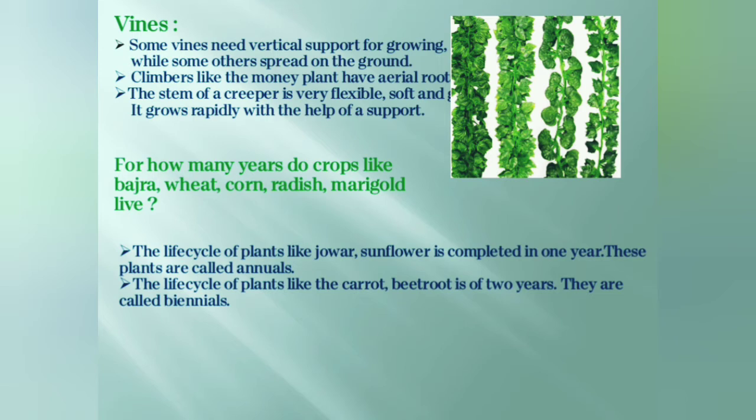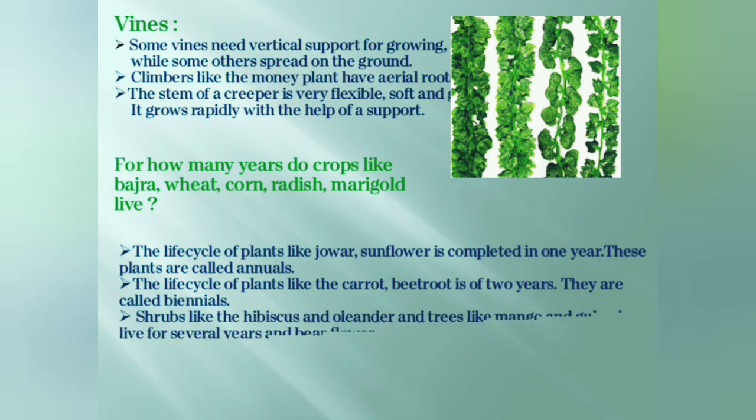Now next one, shrubs like hibiscus and oleander and trees like mango and gulmohar live for several years and bear fruits and flowers. So they are called perennials. Those plants and trees which live for several years are considered perennials. Is that clear?